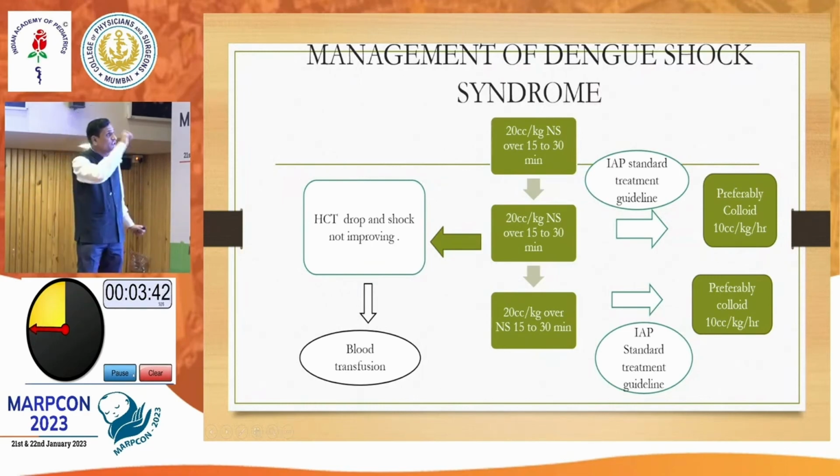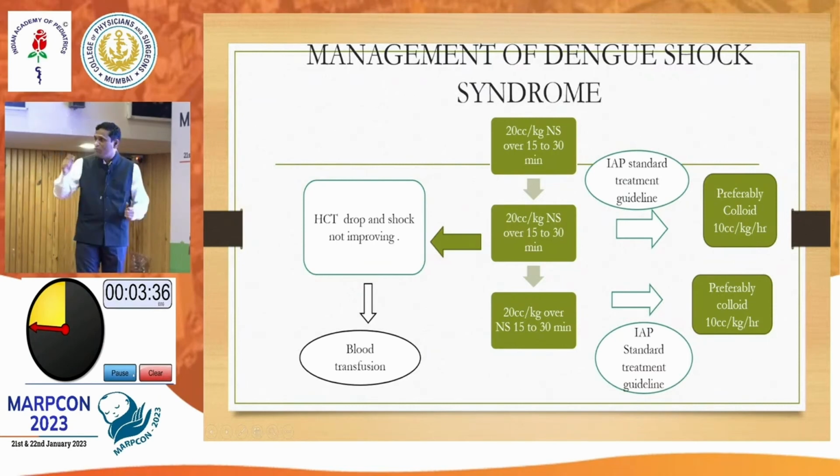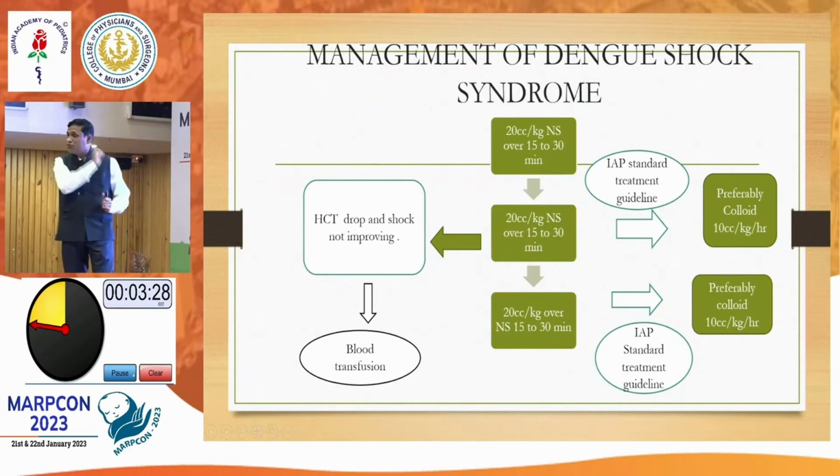What is the difference between dengue shock syndrome and septic shock? The fluid resuscitation differs. In septic shock, you have to give 10 to 20 cc per kg, 3 pushes within 10 minutes. But here you have to give infusion boluses, not push boluses.